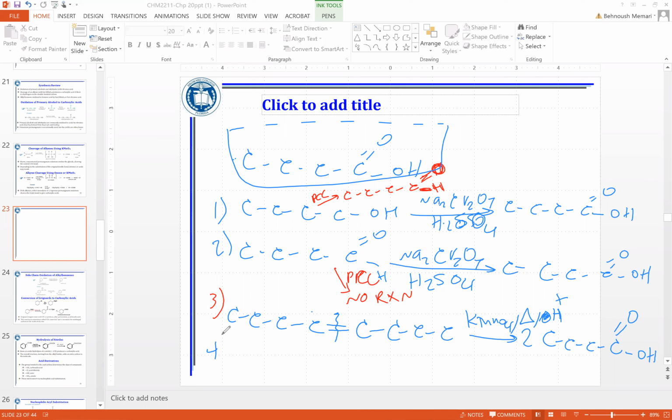Method 4. Do you remember anything from organic 1, getting carboxylic acid as a product, starting with other compounds?